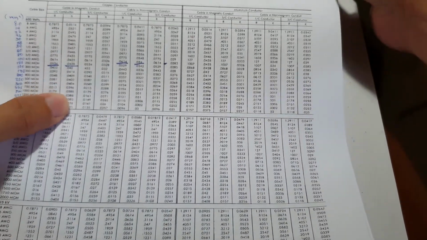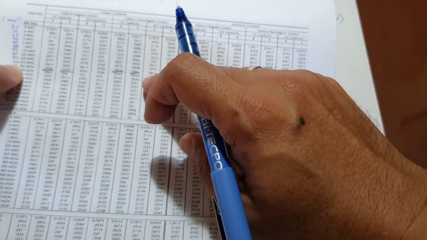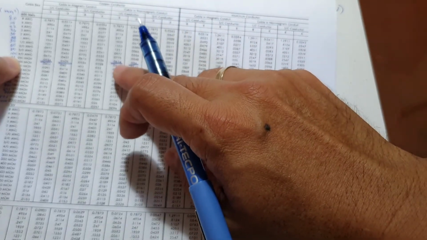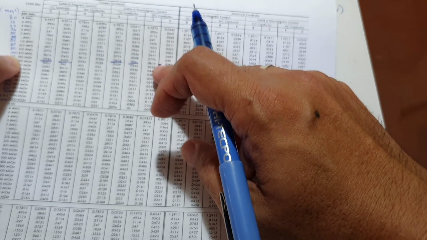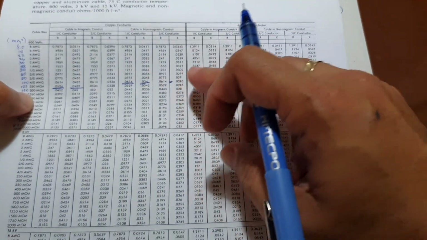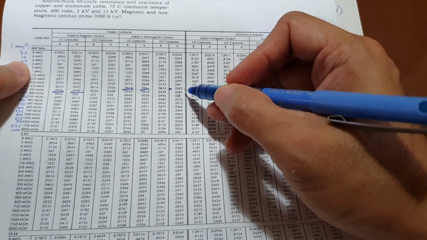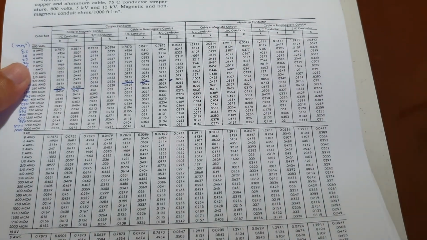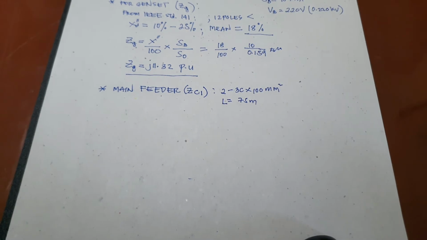So for the 100 mm squared, 3 core cable installed in a non-magnetic conduit, the resistance is 0.0614 ohms per 1000 feet, or 304.9 meters, and the reactance is 0.0283 ohms per 304.9 meters. So this is from the IEEE 141 table.